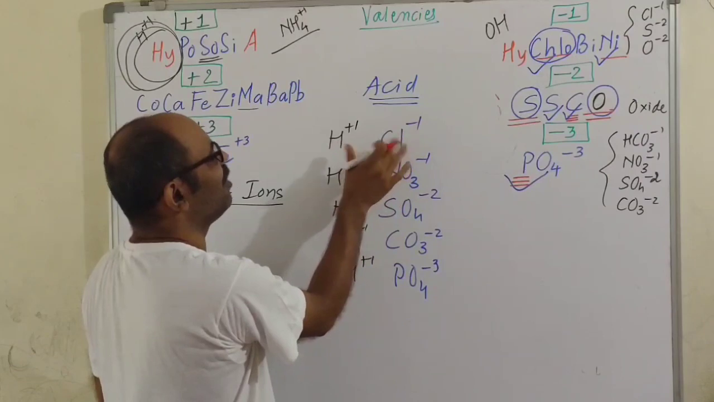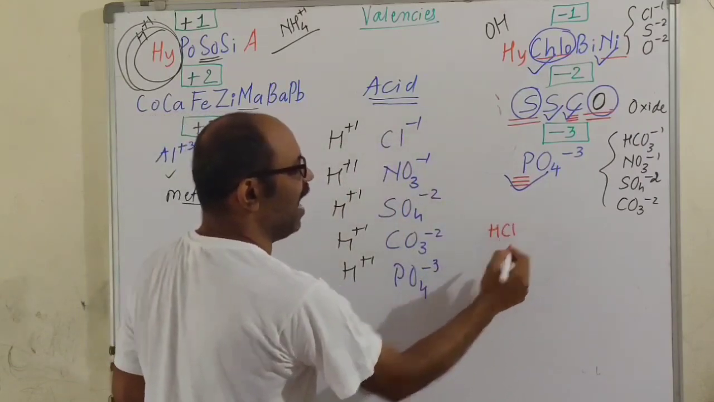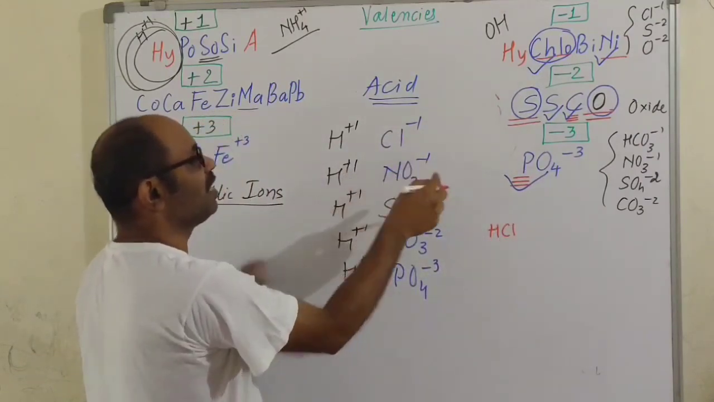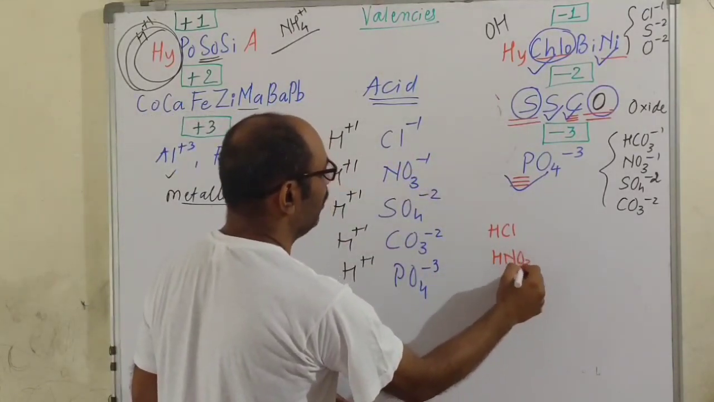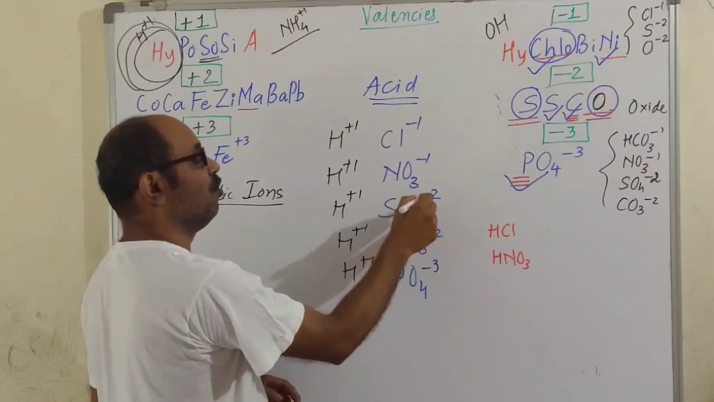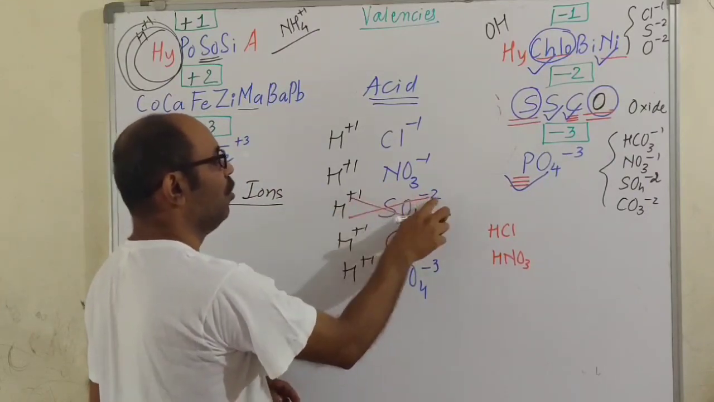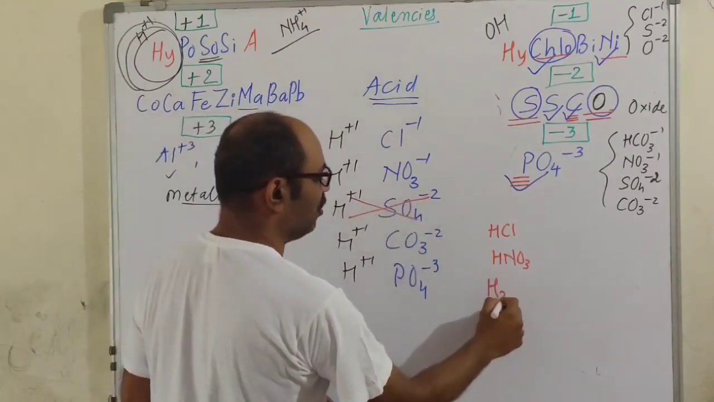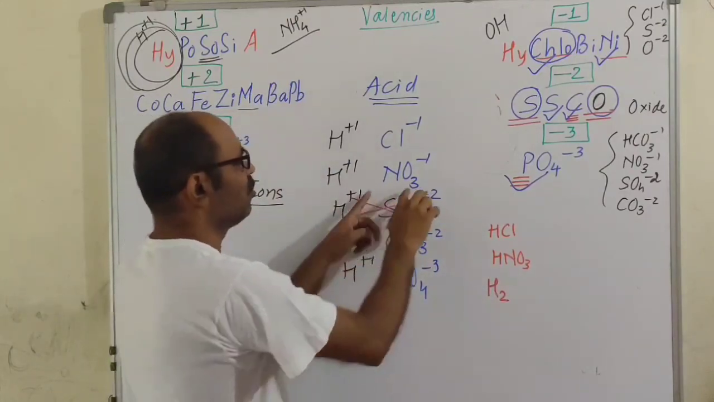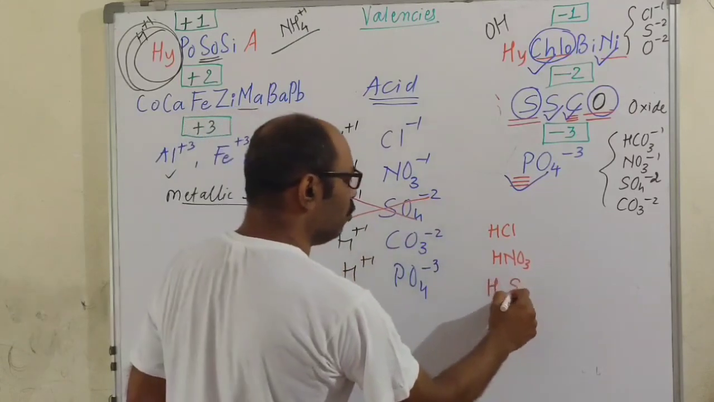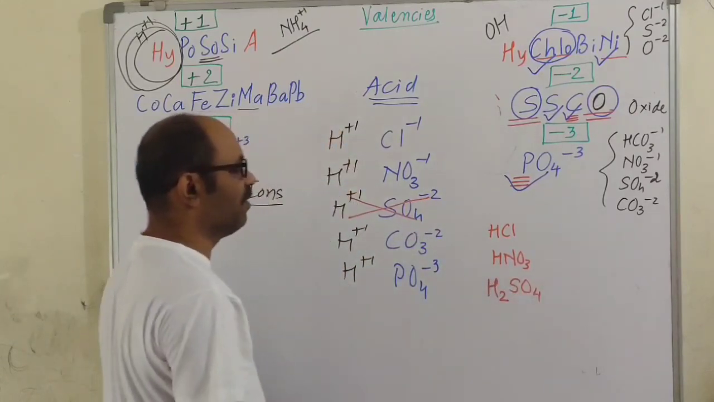+1 -1 सीधा ज्वाइन करो. That is HCl. +1 -1 सेम सीधा ज्वाइन करो. HNO3. +1 and 2 different. Subscript cross करो. 2 will be subscripts of H. H2. SO4 का subscript 1 होगा. No need to write. So ये दो अलग होने, though they are different, no need of using extra bracket.